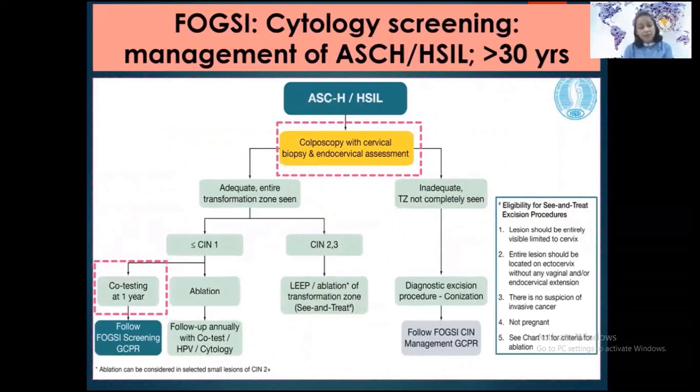So what happens if ASC-H or HSIL is reported on cytology? Then the female has to directly undergo colposcopy with cervical biopsy and endocervical assessment. And if any epithelial abnormality is detected, then the patient should be provided ablative or excisional treatment options. However, if low-grade lesions are detected, then co-testing at 1 year is recommended.